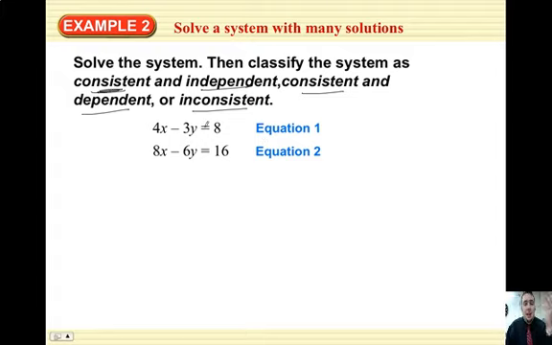Consistent means it has at least one solution. Independent means there's exactly one solution. Dependent means there are infinitely many solutions, or it's inconsistent, which means there's no solution to the system.